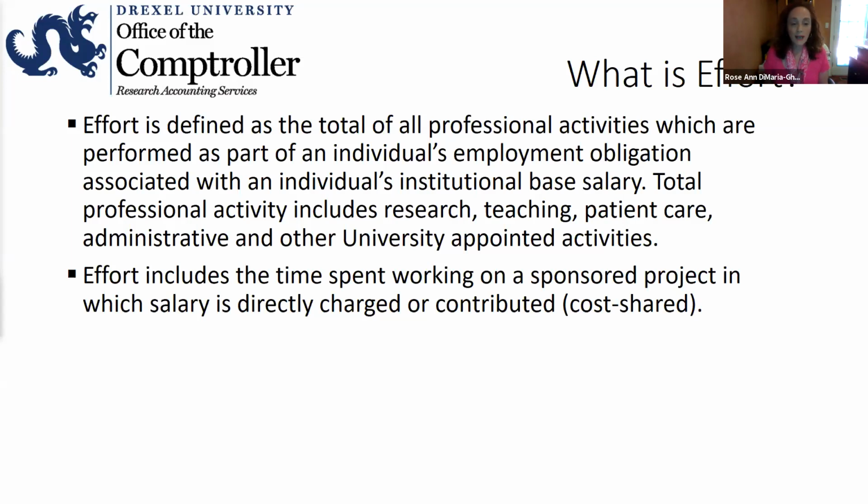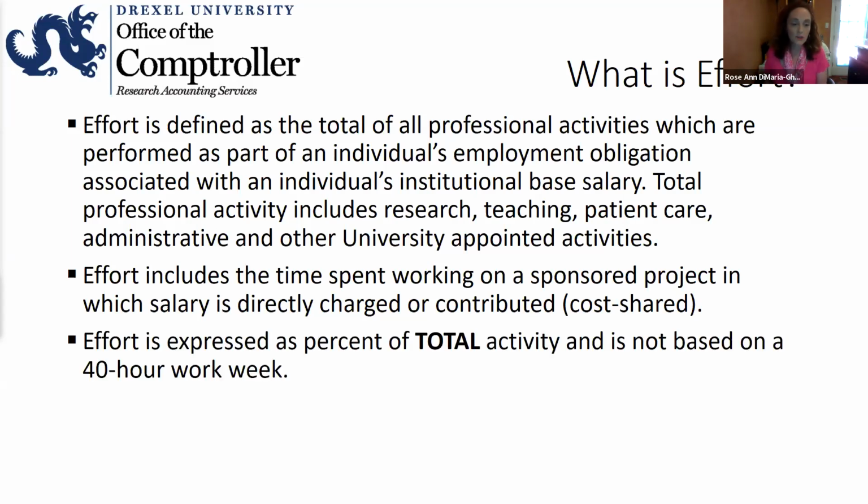So effort includes the time spent working on a sponsored project in which salary is directly charged to the grant. And effort is expressed as a percent of total activity, and it's not based on a 40-hour work week. So it's not that you are working 40 hours, you could work 100 hours, and your effort means that 20% of those 100 hours, that's what you're contributing to a certain grant, if that's what you put down that your percent effort on a grant is.